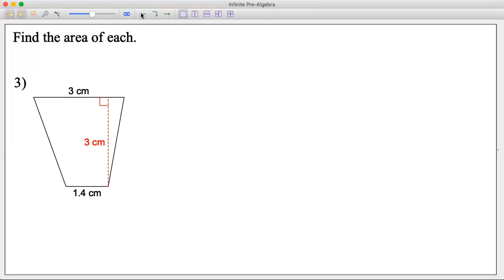First thing you see is an open parentheses. Open parentheses, 3 plus 1.4. Close parentheses. Times 3. Divided by 2. Right answer? So you did step 1, step 3, you were just missing step 2.